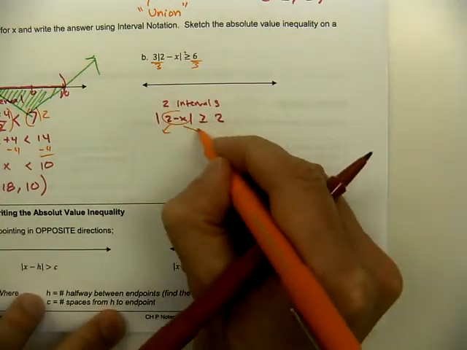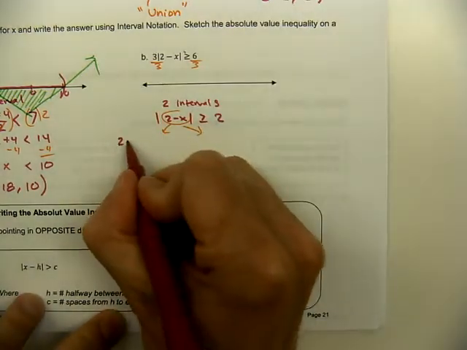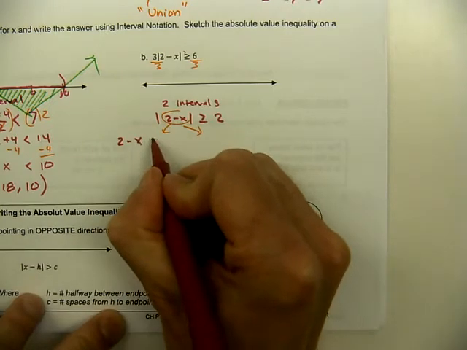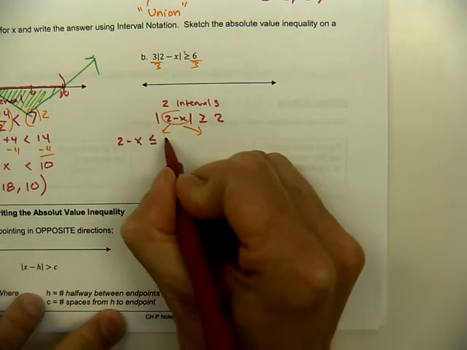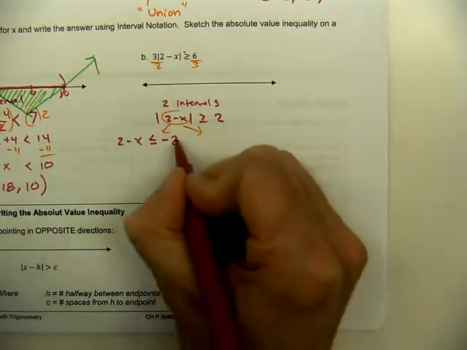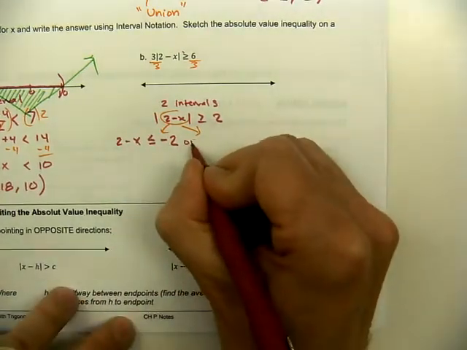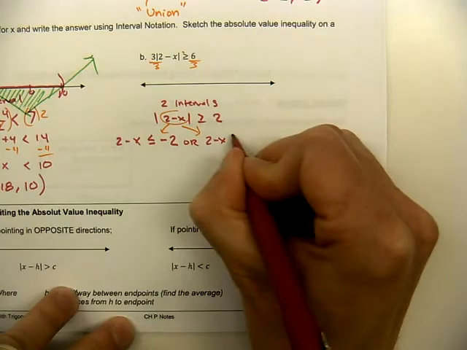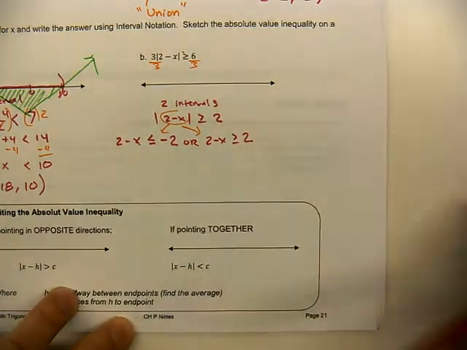Now we can separate this, so we have a 2 minus x. Here we change the sign, and we change the sign. So you change the direction of the sign, and you change the sign on the value itself. And the 2 minus x greater than or equal to positive 2.